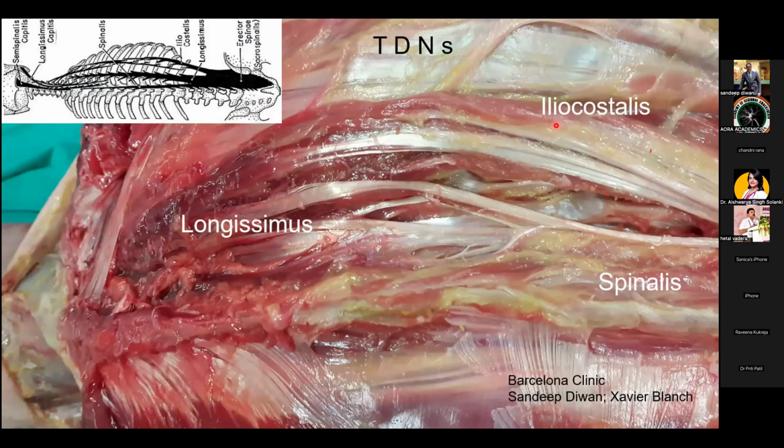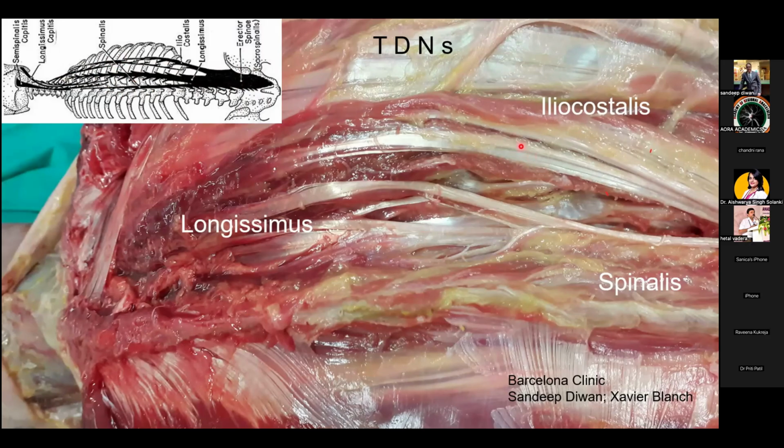Now, when you start dissecting further, you will find that these muscles, that is the thoracic spinalis, the longissimus, and the iliocostalis, become more of tendons here. And the bulk of the muscle lies in the lumbar area, the multifidus, what we call. So they reflect as these three muscles, and then they become more of tendons here rather than muscles.